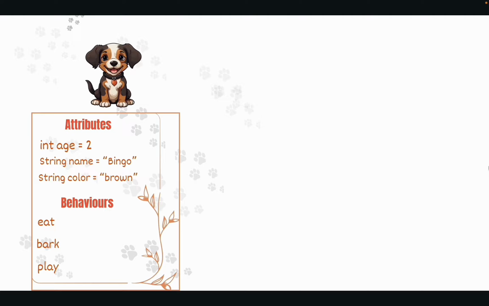Now, a class would not have the value for the age, or the string for the name or color. It is at the point of creating an instance of the class that all these attributes are given values.